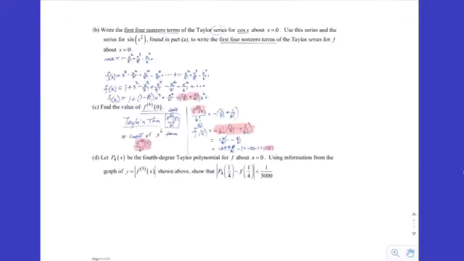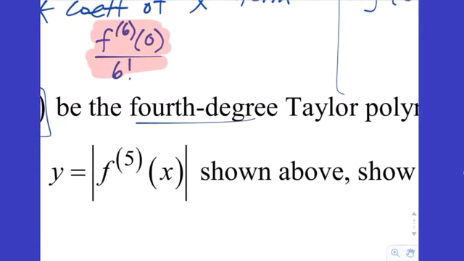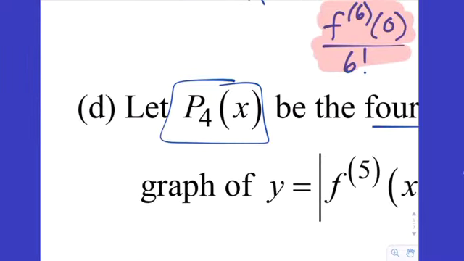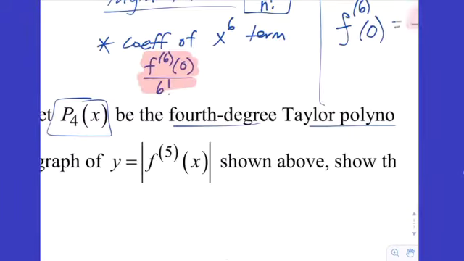Okay. So here's the last part. Let P sub 4 of x be the fourth degree Taylor polynomial. So again, we use M for Maclaurin, usually T for Taylor, in this case generically P. But it is a Maclaurin series, and the subscript, remember, is the degree, not the number of terms.